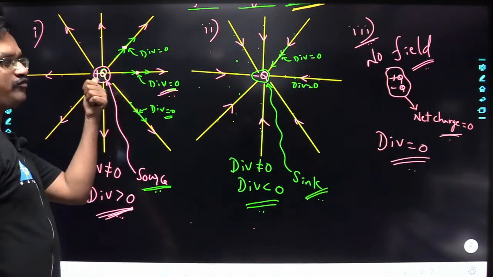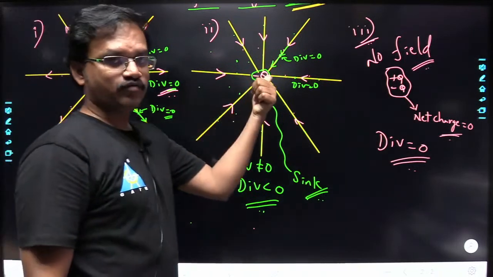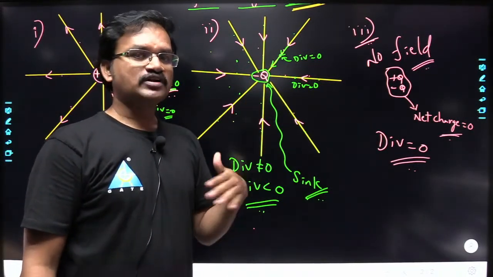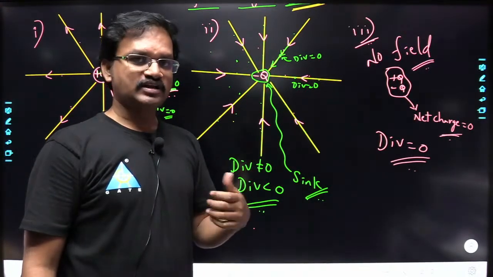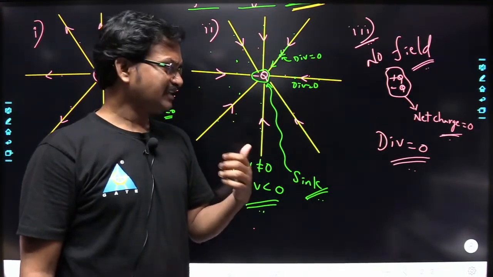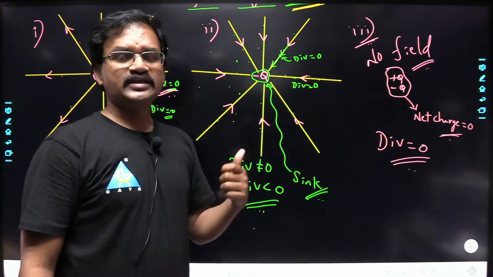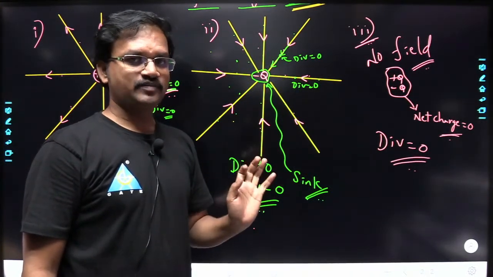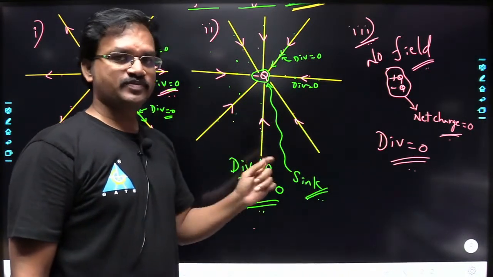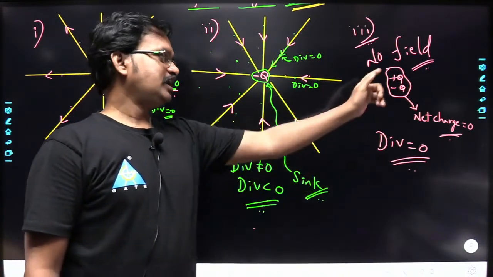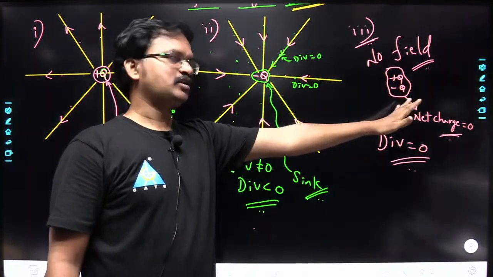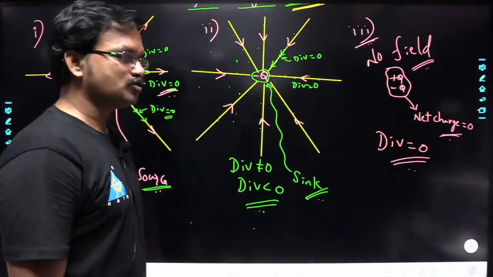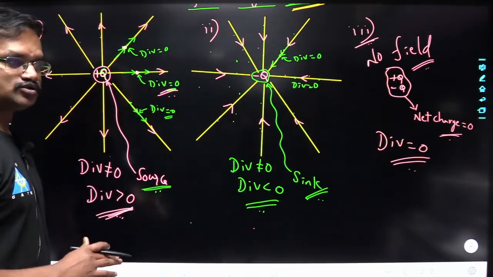Only at the location of source and only at the location of sink. Yes or no? So what is the conclusion we can make here? For the divergence to exist, there must be either a sink or a source present at that point. If neither source nor sink exists at that point, then divergence will be equal to 0. So this is the conclusion we can make here.